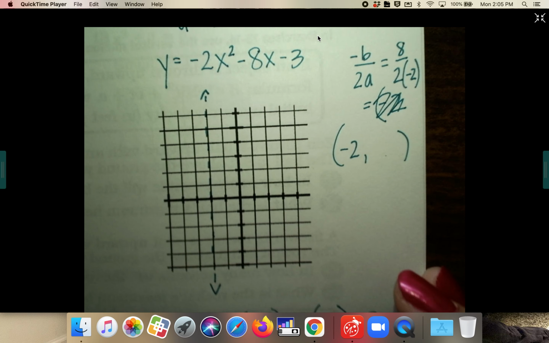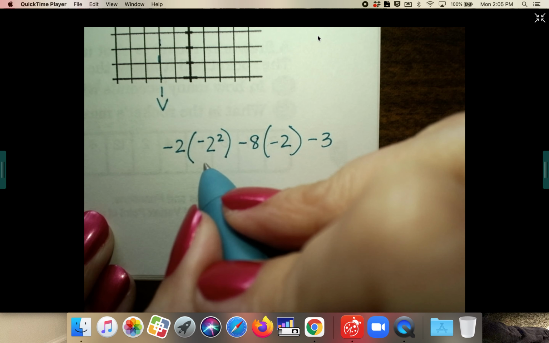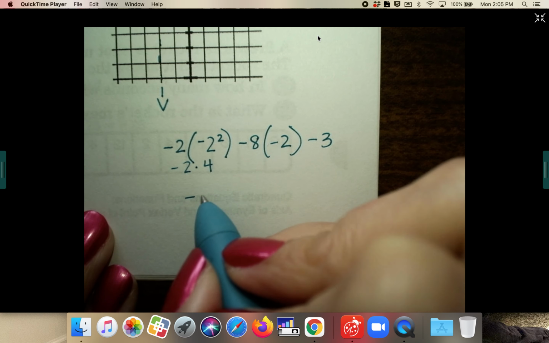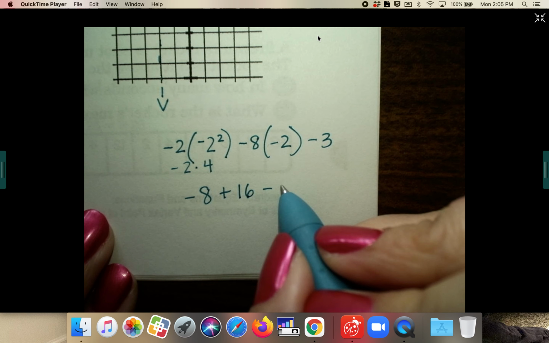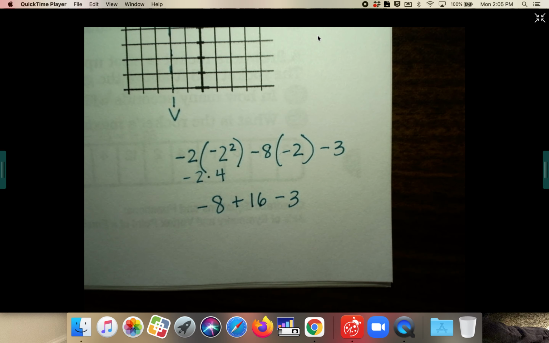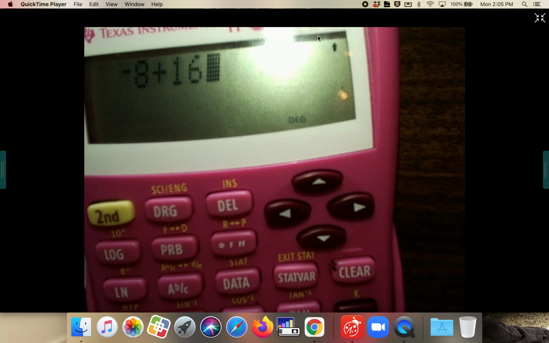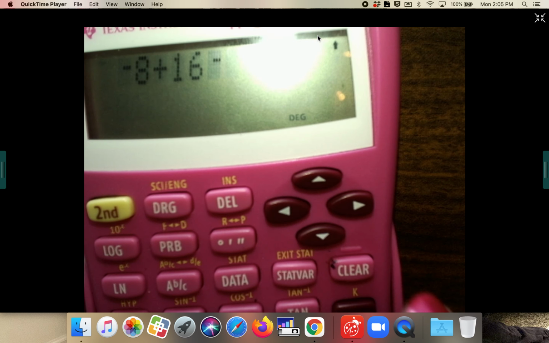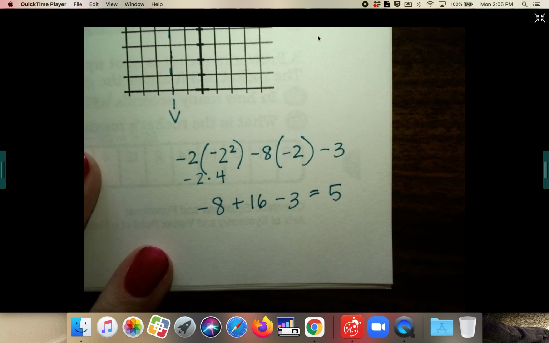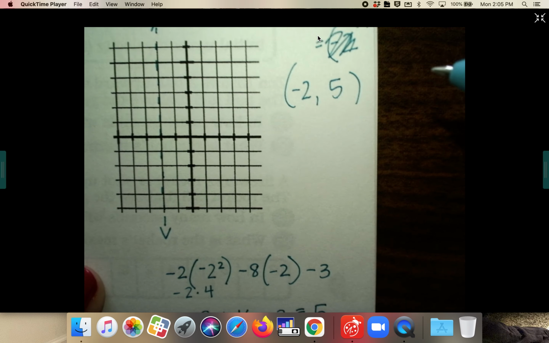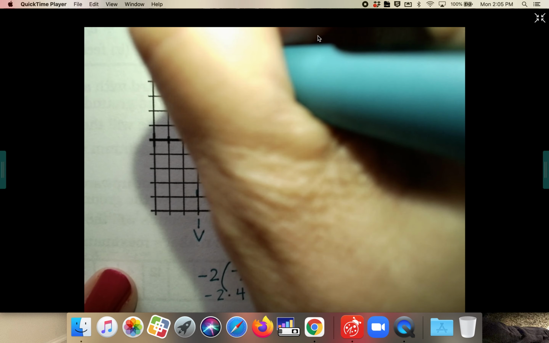I hope you guys are using your calculator, not making silly mistakes. I hope I don't make a silly mistake. Negative 2 squared is positive 4. Positive 4 times negative 2 is negative 8. Negative 8 times negative 2 is positive 16 minus 3. So double check that that's right. I think it is. Negative 8 plus 16 minus 3. Oops, minus 3 is 5. So negative 2 comma 5 is my vertex. Negative 2, up 1, 2, 3, 4, 5 is my vertex.